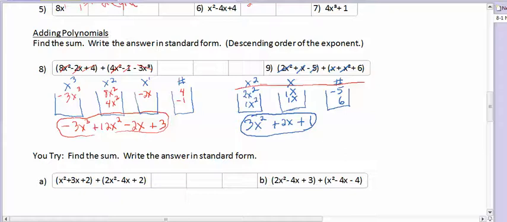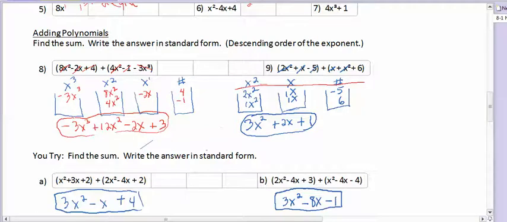Okay, all right. I would like you to try these for yourself. I'm going to go ahead and have you stop the tape, listen, try it, and all I'm going to do is write the answer down here so that you can check your work. But use your buckets and fill it in. Okay, so hopefully you stopped it and you did the work on your own with your buckets. Your answer you should have come up with was 3x to the second minus x plus 4 for letter A, and 3x squared minus 8x minus 1 for letter B.